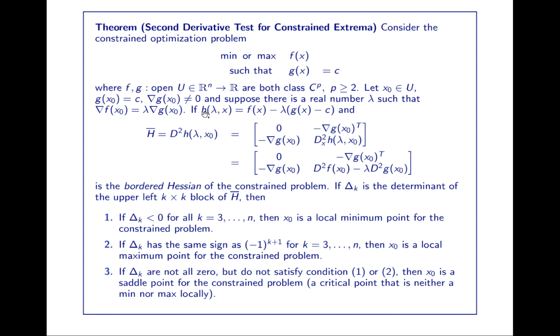if I set h to be f minus lambda times the difference of my feasibility function and c, and of course, if this term is 0, that means that my feasibility conditions are met, or that lambda is 0. So if I define h in this way, then the Hessian of h is given by this matrix we call h bar, and is essentially a bordered Hessian. It's equal to this.